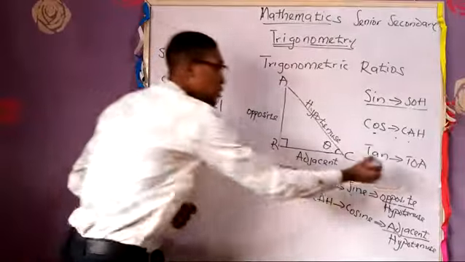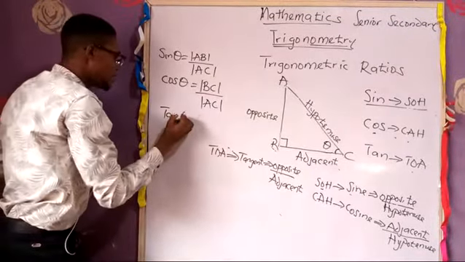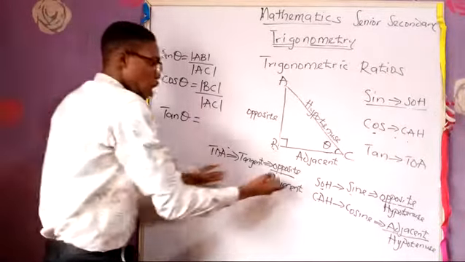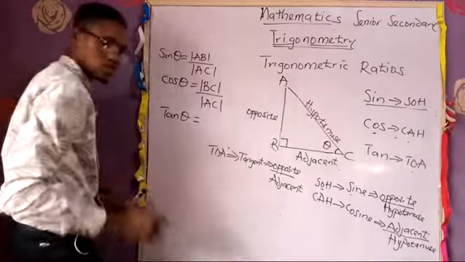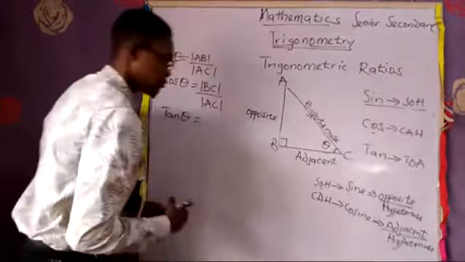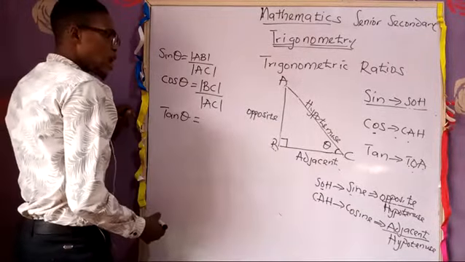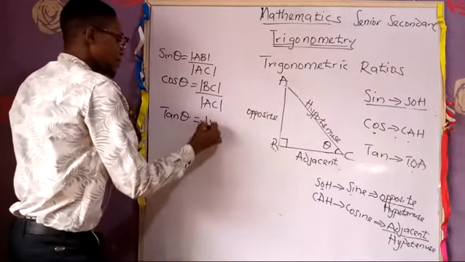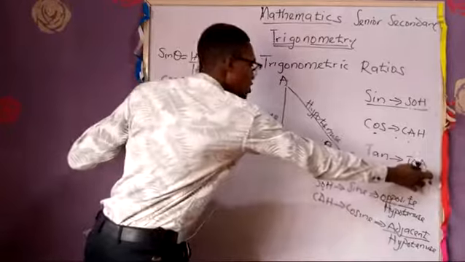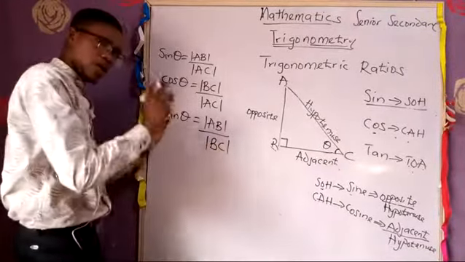Okay, last one. We have tan. Let's go for tan theta. My tan theta is going to be what? Opposite over adjacent. Know it once and for all. Opposite over what? Adjacent. Where's my opposite? AB. That's line AB over my what? Adjacent. BC. Line BC. Good.